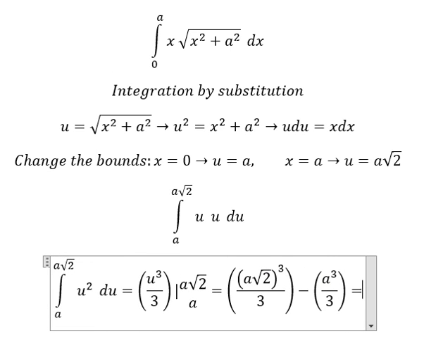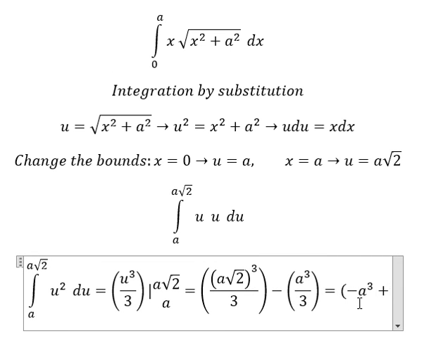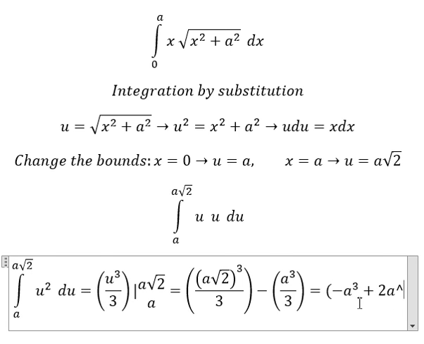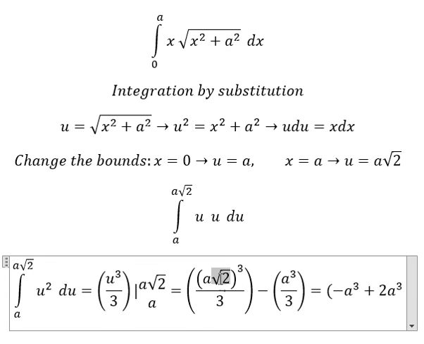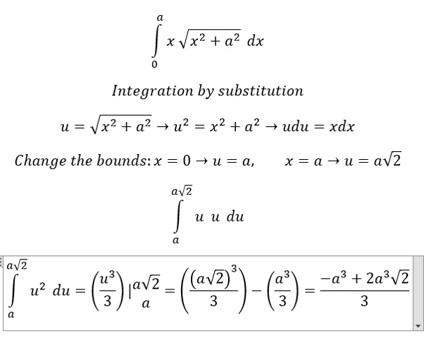And now we have the final answer. That is negative 8 to the power of 3 plus number 2 with 8 to the power of 3 with the square root of number 2 over number 3. And that is the final answer. This is the end.